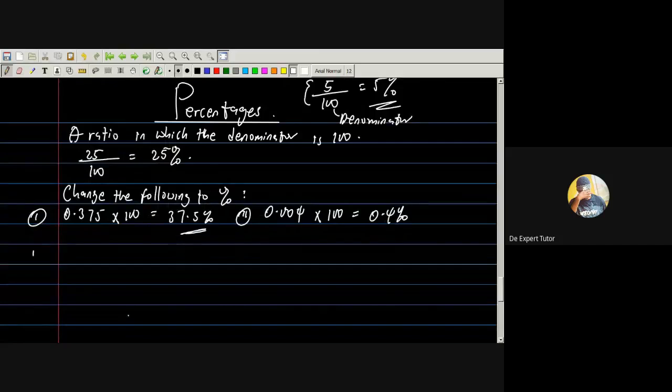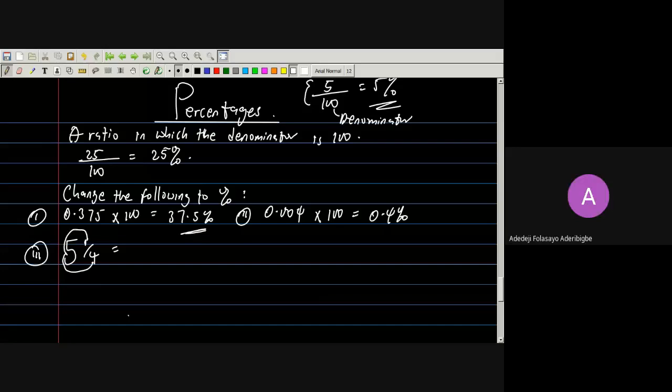Assuming you have a question like this, 5 whole number 1/4 to percentage. How do you do it? Firstly, change 5 whole number 1/4 to an improper fraction. How do we do that? 4 times 5, then plus 1. So 4 times 5 is 20, plus 1, that's 21. That's 21/4. So for percentage, I multiply by 100.